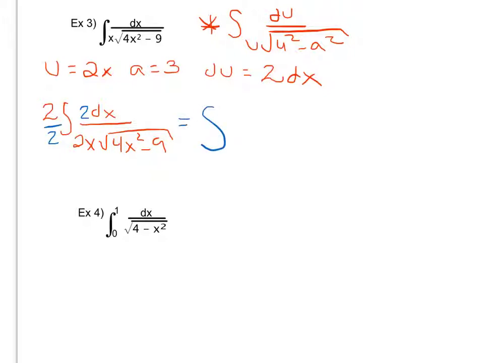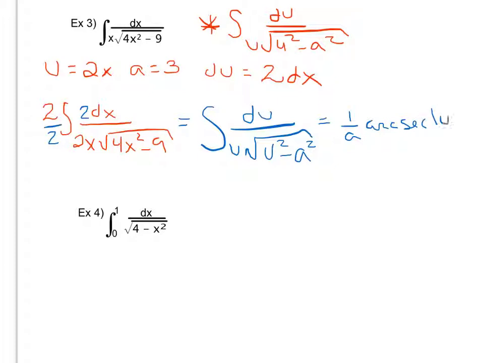So now I get the integral. I'm going to go ahead and know that out front I have a 1, so I don't have to write it. 2 dx becomes du. 2x is u times the square root of u squared minus a squared. That integrates to be 1 over a arc secant absolute value of u over a plus c. Well, I know that my a is 3.